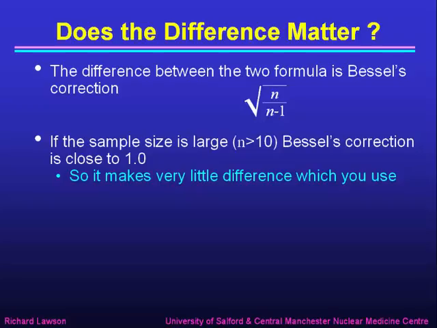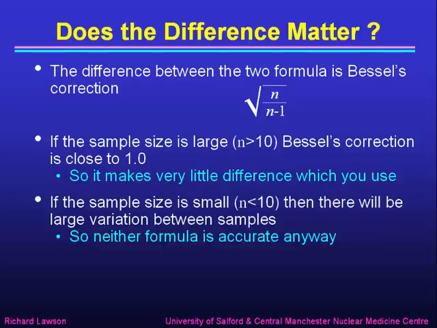So in practice, if n is more than 10, it really doesn't matter whether you use the n or the n minus 1 form. There's hardly any difference between them. The difference only really matters if n is less than 10. So if you've got small samples, less than 10, then it does matter whether you apply Bessel's correction or not. But with small samples, there's going to be such a large variation between samples anyway, that neither formula is going to be very accurate.